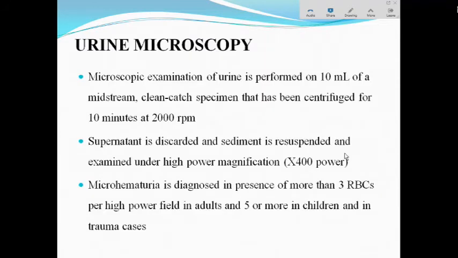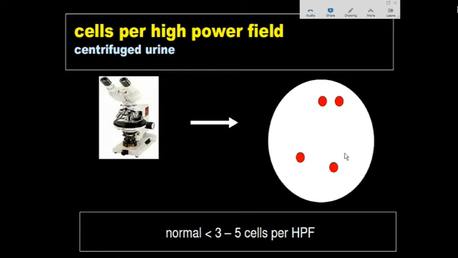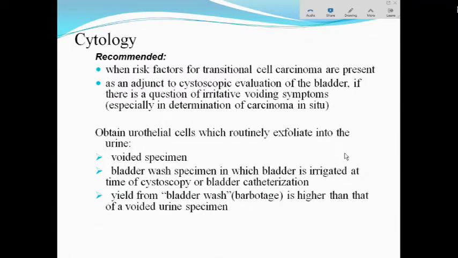So this we'll skip about the microscopy. Then cytology is very important. In cases of hematuria, urine cytology has to be done, especially when you are suspecting a malignancy, especially transitional cell carcinoma. It is a very important adjunct to cystoscopic examination. Cytology positive means most probably there is a high grade malignancy. So it is very important.